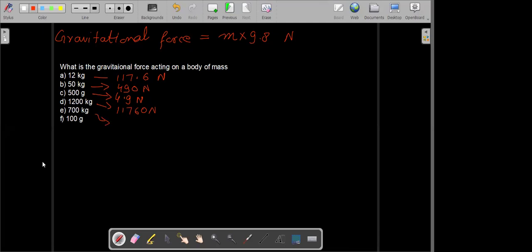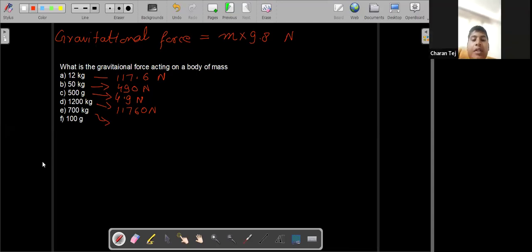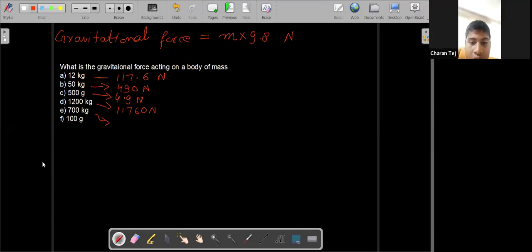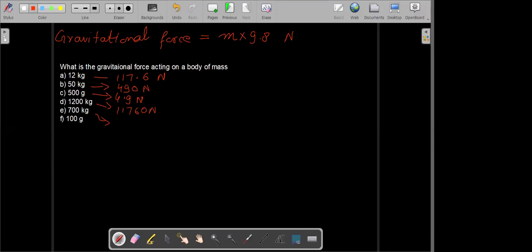Zubair, what's the answer for the next one? E. Sir, I think one more zero will come in D, sir. Which one? D. Yes, sir. 1200 kg. Yeah, there will be one more zero. 117600. It's there. Okay, E. Sir, there will be only one zero. No, there will be two zeros. Yeah, one zero will go for the point, right?